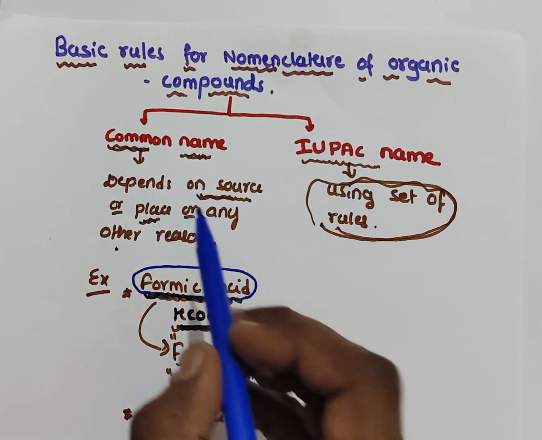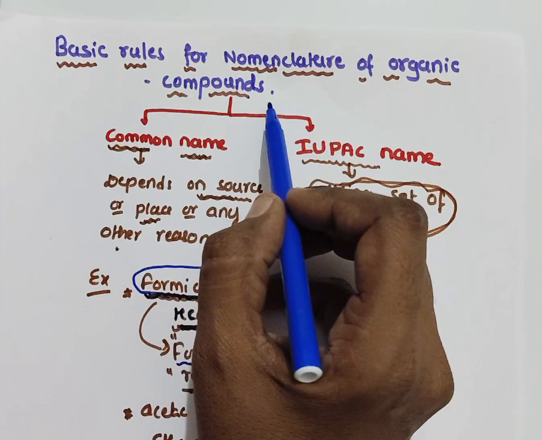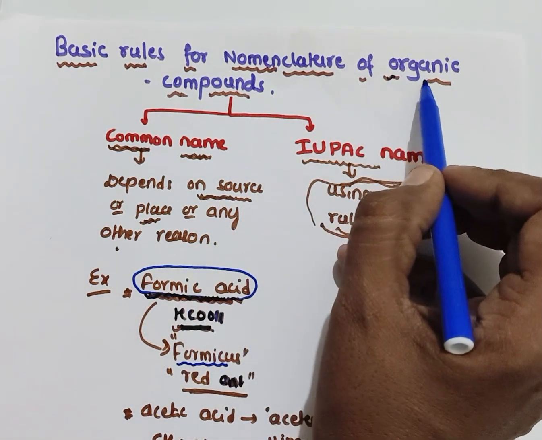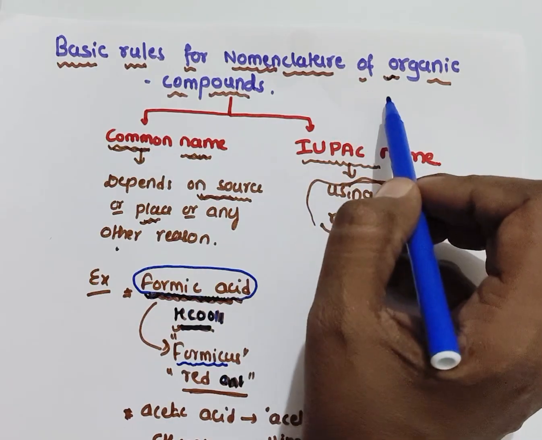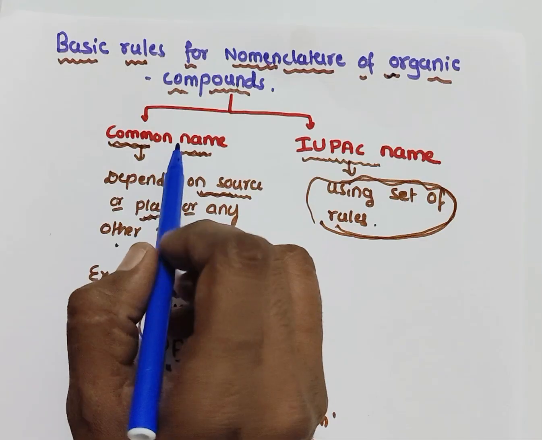Today we switch on our concentration on basic rules for nomenclature of organic compounds. We already know about organic compounds. The hydrocarbon and its derivatives are known as organic compounds. We move towards nomenclature of those organic compounds.